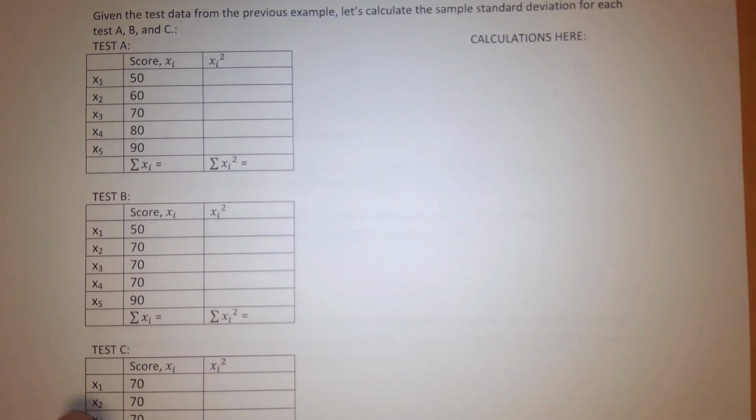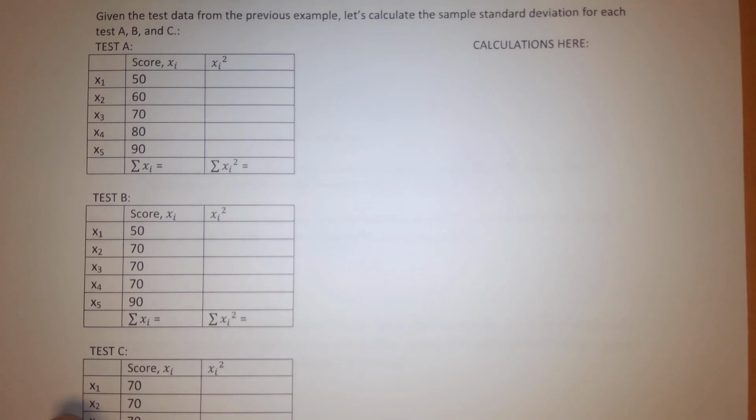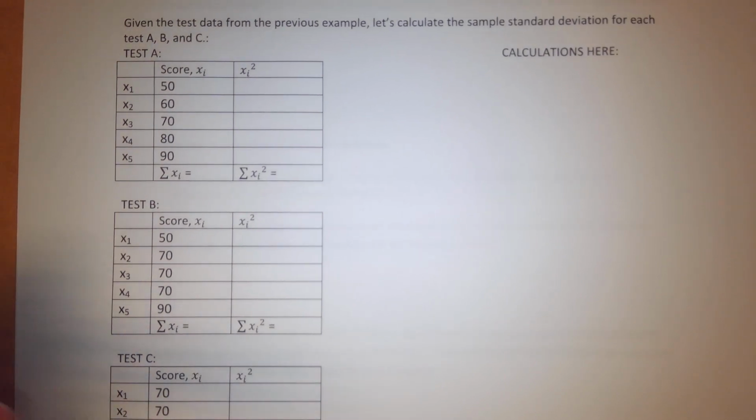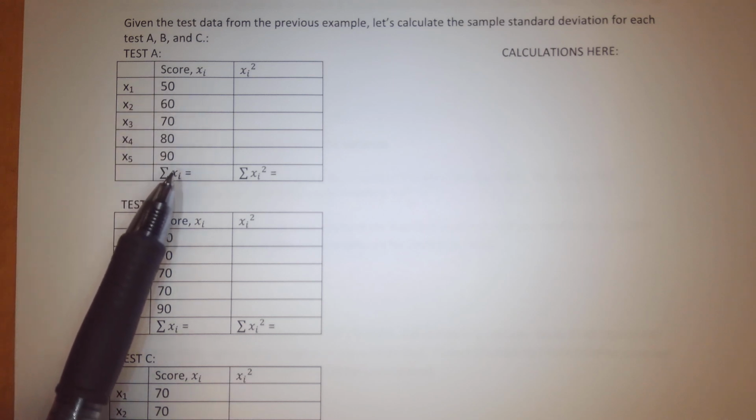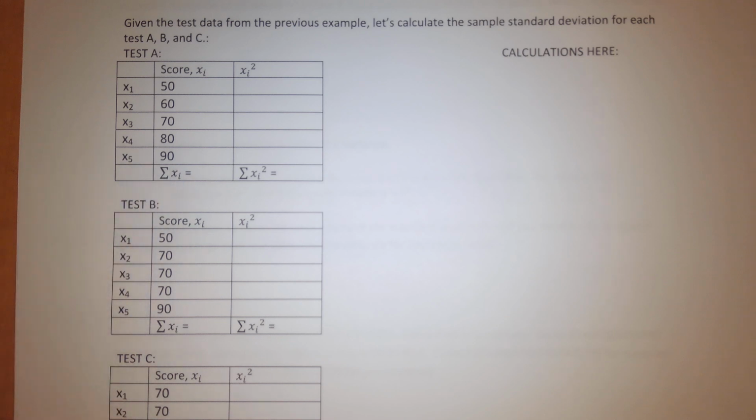So let's go back to the example. We're given that data set over here that we had on the previous page, and now we're going to calculate the standard deviation of each of those three examples. Okay, so doing these by hand, we have test A. Test A had the following 5 values. So the computational formula, if we remember back from the previous page, let me write it here.